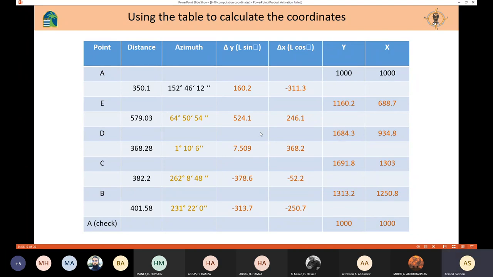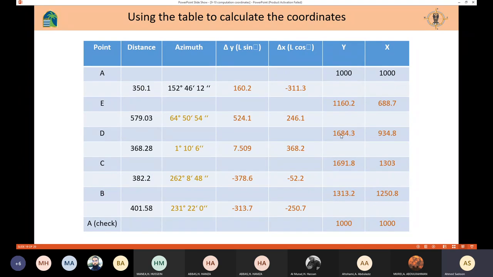Similarly, in order to determine the coordinate for the point D, this value and that value, I need to determine delta Y and delta X for E and D. And here the distance between them, and here is the azimuth for the line ED. This one is going to be the value of L, which is here, times sine the azimuth, which is this one. I can determine the value of DY. Also, I can determine the value of DX. The value of L is here, and the value of the azimuth is here. Here, I determine the departure and determine the latitude.